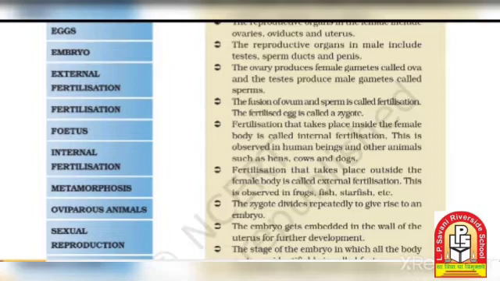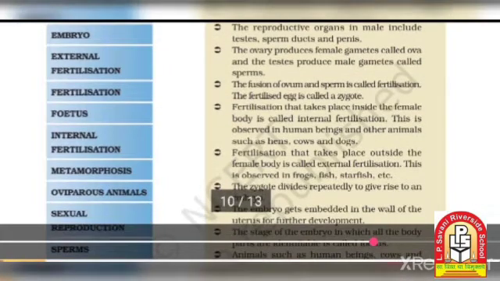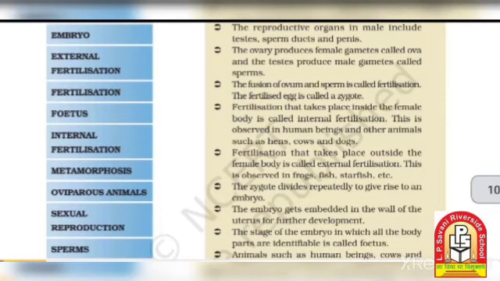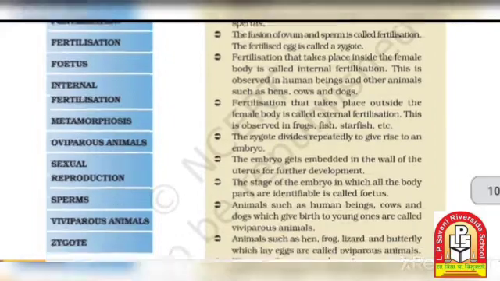So the fertilized egg is known as a zygote, and the fertilization that takes place inside the female body is called internal fertilization. So in the female body it is internal fertilization, and in the male it is sperm development. This is observed in human beings and other animals such as hens, cows and dogs. So hens, cows and dogs also follow the same process as humans.